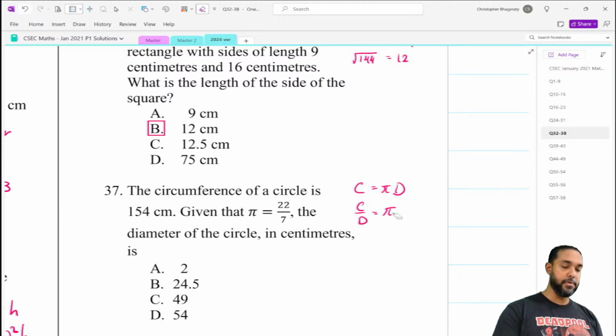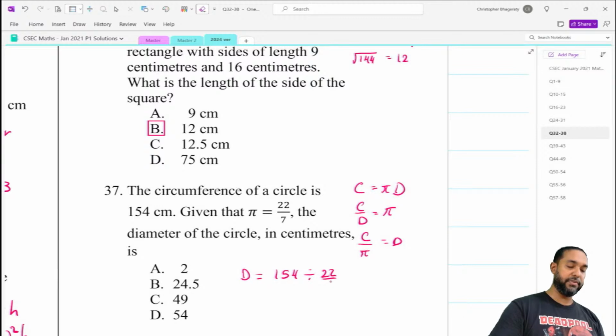Now, we have the circumference and we have pi. So really and truly, we actually want to divide by pi to find the diameter. So the diameter will be equal to 154 divided by 22/7. Now, the protocol for when dividing by fractions is to do what? Change divide to multiply and invert the divisor, right? Right, so 22 into 154 will actually go 7 times. And 7 by 7 is actually 49.